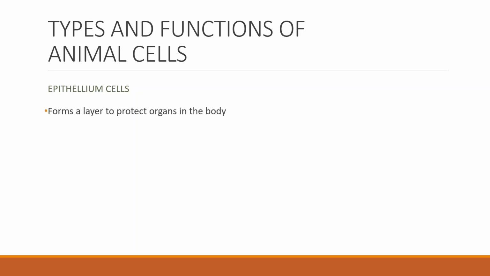Epithelium cells in general form a layer to protect organs in the body, with organs on the inside. Some of these epithelium cells produce mucus. These particular types of epithelium cells are generally called specialized epithelium cells, as in they are from the normal epithelium cells, but they have been modified to suit the purpose of a certain part.